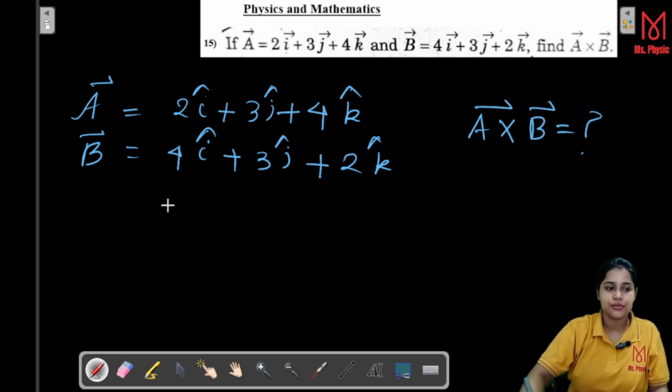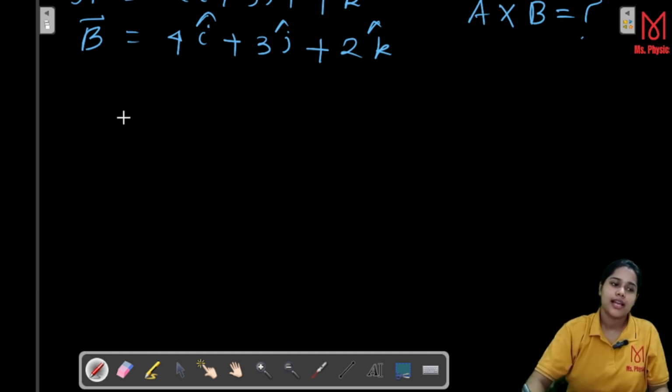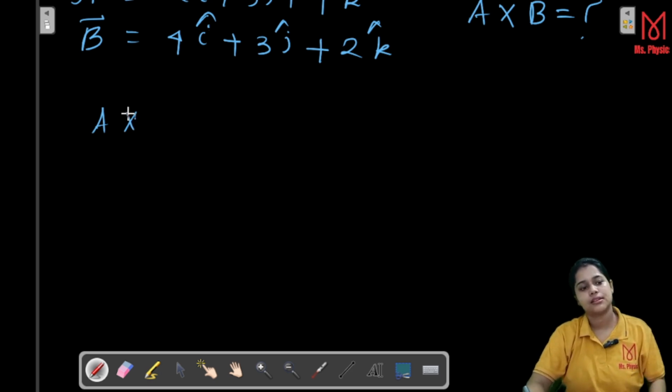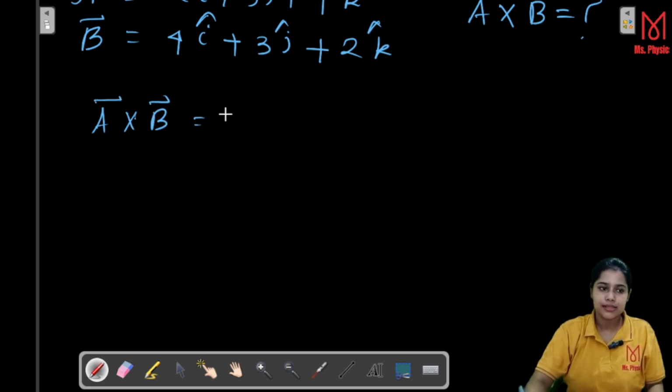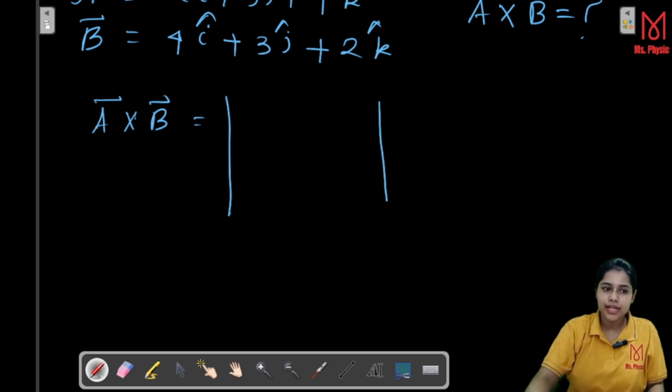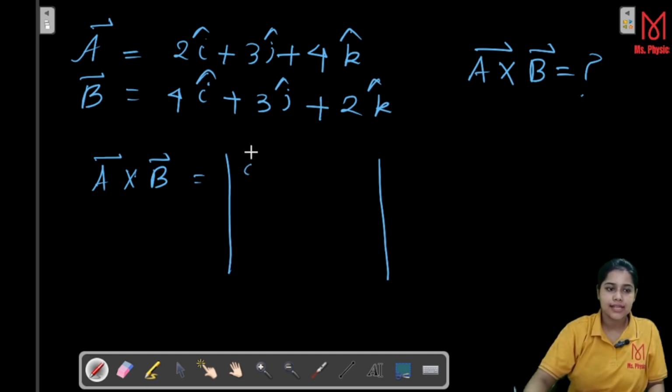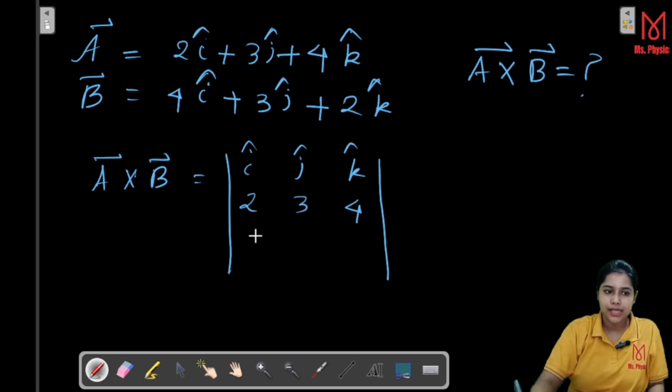Right? So how will we do it? First, A cross B means we write the components of A and B in matrix form. First I will write the unit vectors i, j and k, and then I will write the components for vector A first, that is 2, 3, 4. Then for B, that is 4, 3 and 2.